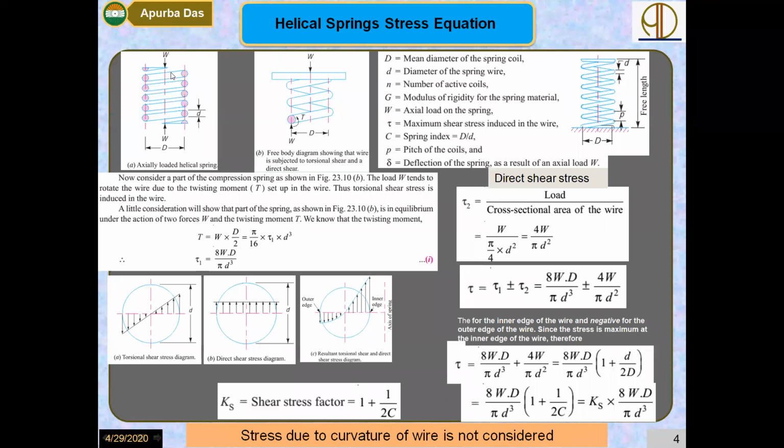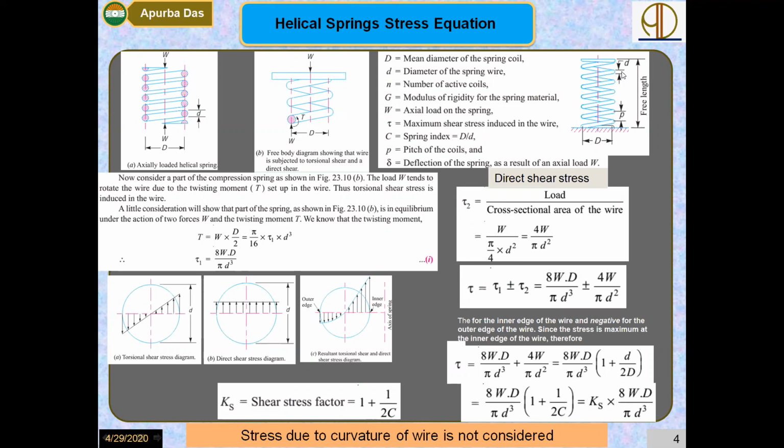So let's say this is one helical spring. It is under compression, and if we draw the free body diagram, we can see one torsional force acting in this direction. And if we see the nomenclature, capital D is the mean diameter of the spring coil. That means the diameter from this to this is the mean diameter of the spring coil.